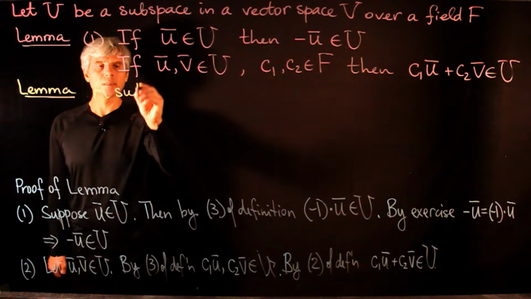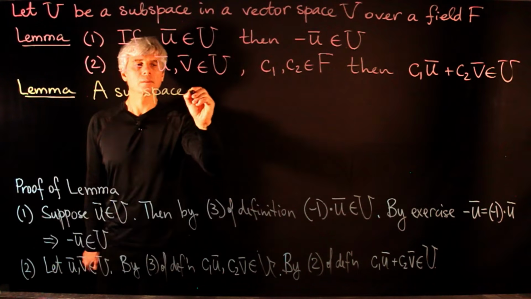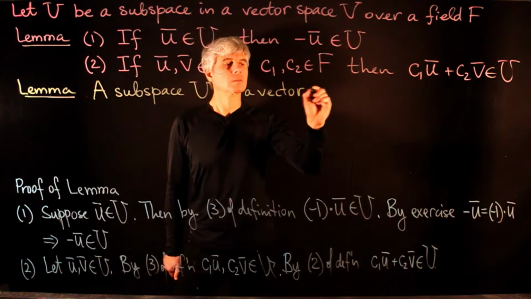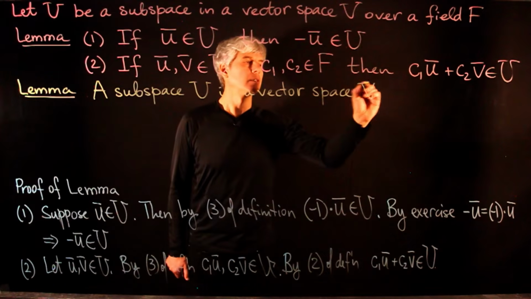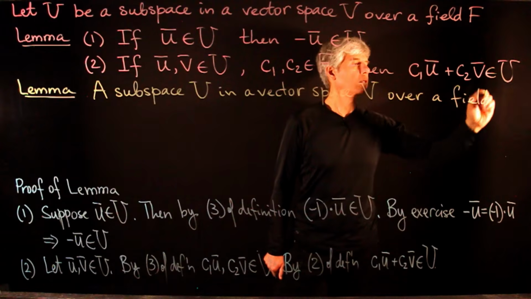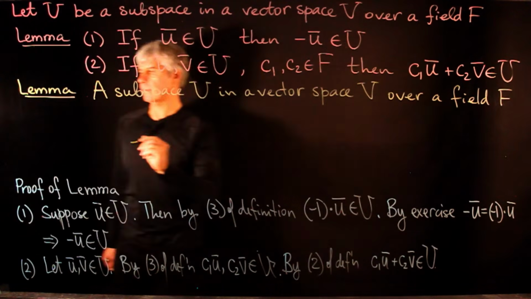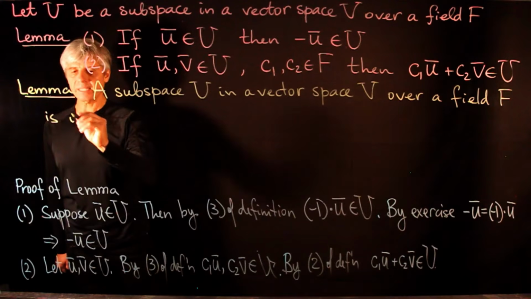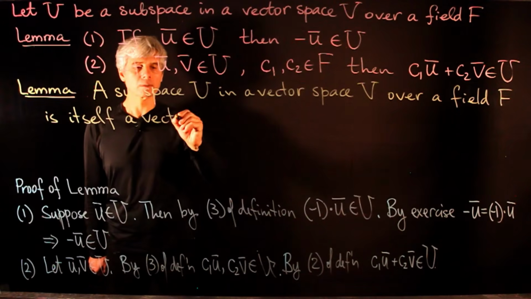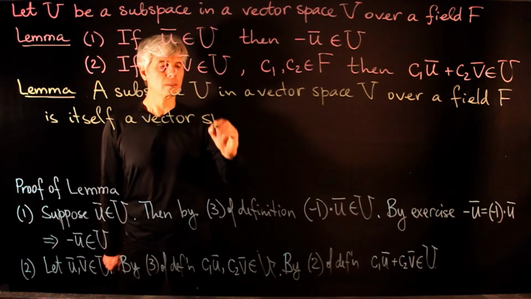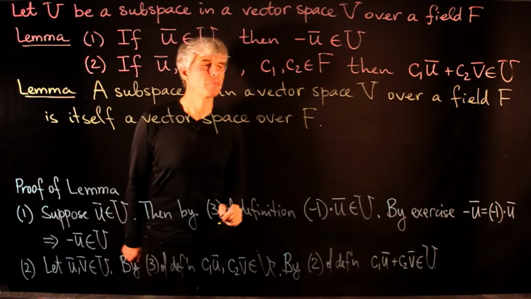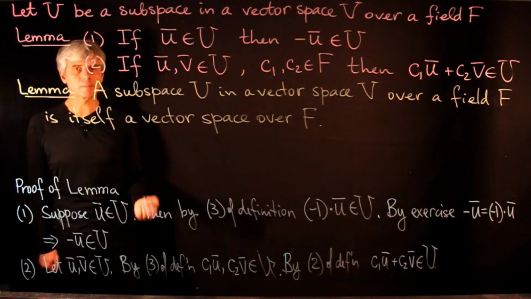Let us mention another important property. A subspace U in a vector space V over a field F is itself a vector space over F. Now, what does it mean?